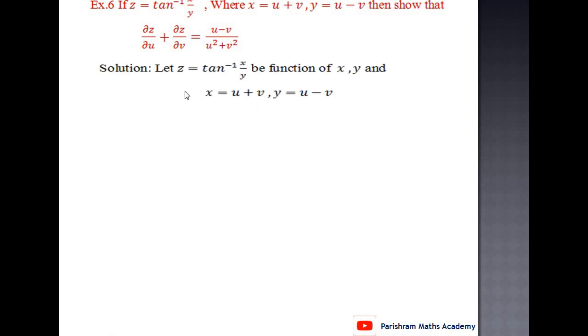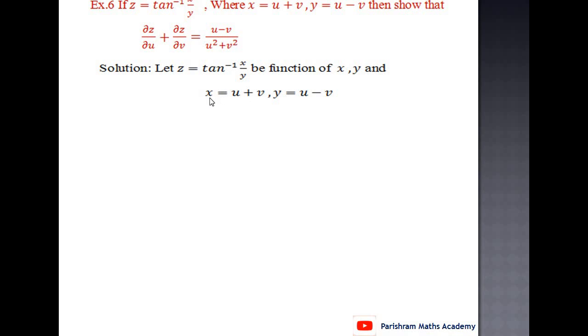If z equals tan inverse of x upon y, where x equals u plus v, y equals u minus v, show that ∂z/∂u + ∂z/∂v equals (u minus v) upon (u square plus v square). Solution. Let z equal tan inverse of x upon y, a function of x and y, and x equal to u plus v, y equal to u minus v.